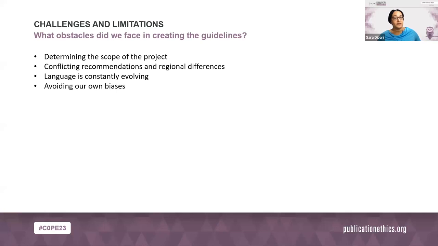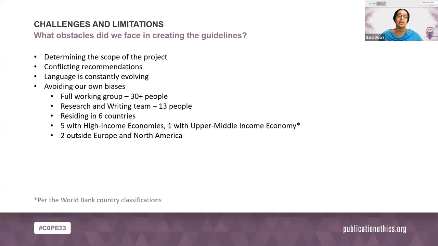Another challenge was avoiding our own biases. Everyone has biases, whether they're conscious or not. When we were deciding how to frame the guidelines, we tried to be cognizant of this, and we tried hard to avoid a Eurocentric or Western point of view. In my opinion, the biggest limitation that we had was a lack of geographical diversity.